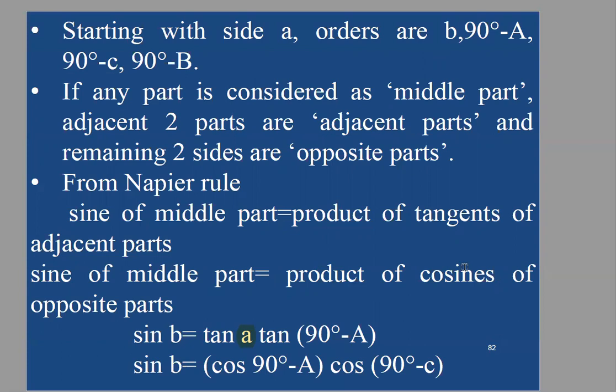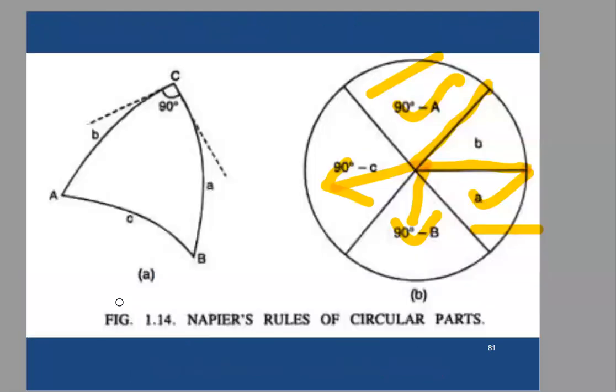So for the sine of the middle part, we have two relations. The first is the product of tangents of the adjacent parts, or the product of cosines of the opposite parts. Now we are well aware of the opposite parts and adjacent parts.